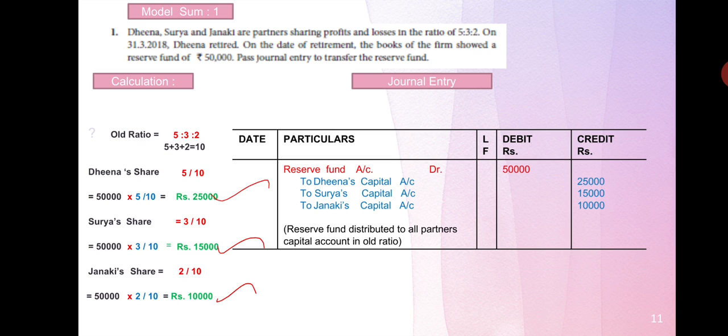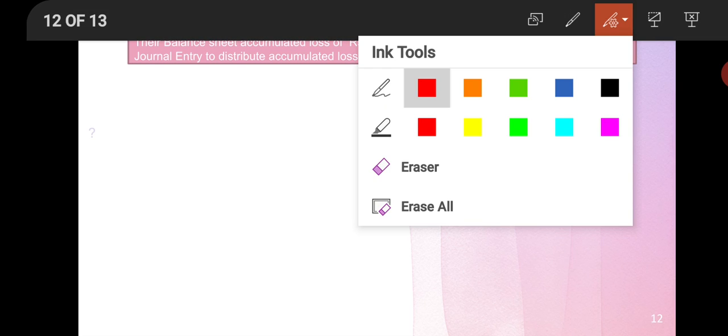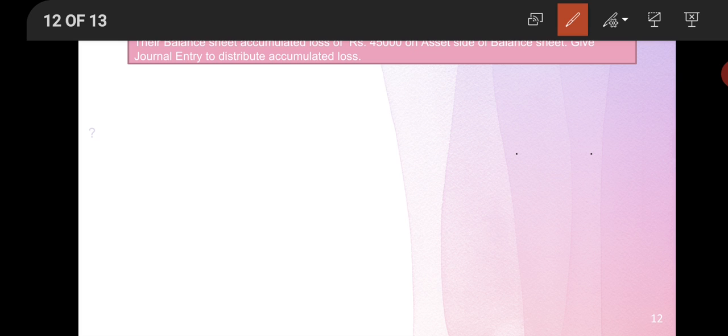Now one more model sum we will look into, that is model sum 2. Rosie, Rati and Rani are partners sharing profits and losses equally. You have to note down the point here, that is equally. Rati retired on 1/1/2018. Their balance sheet showed accumulated loss of rupees 45,000 on the asset side. So accumulated losses will be in the asset side of the balance sheet. Give journal entry to distribute this loss.